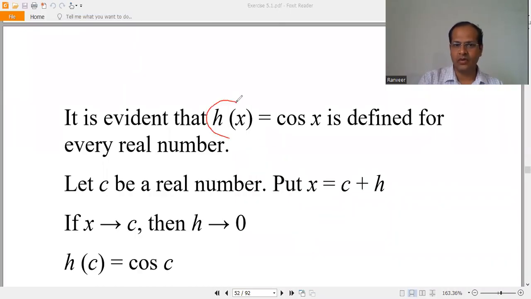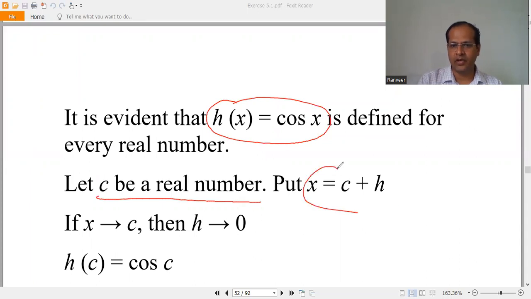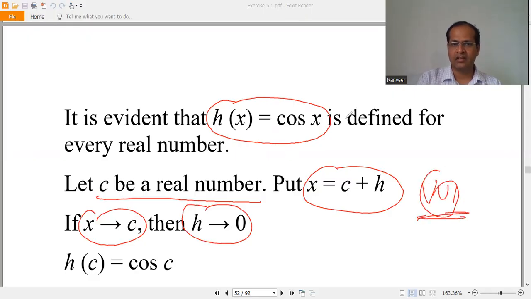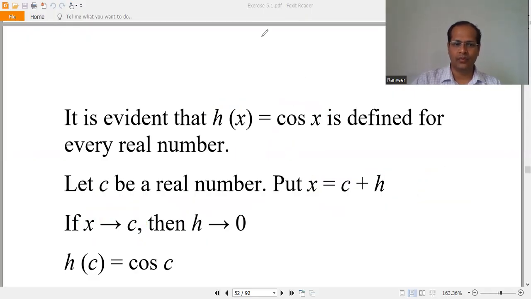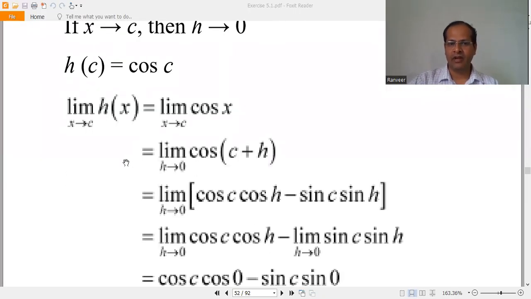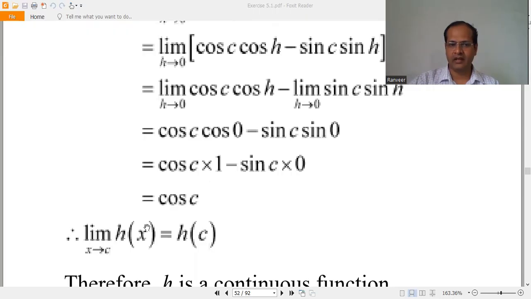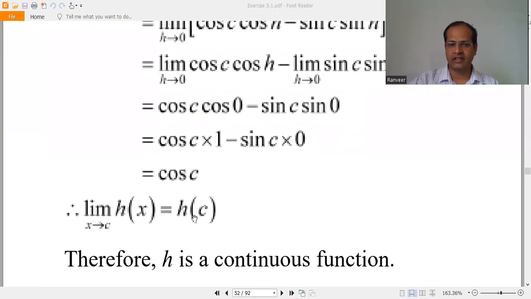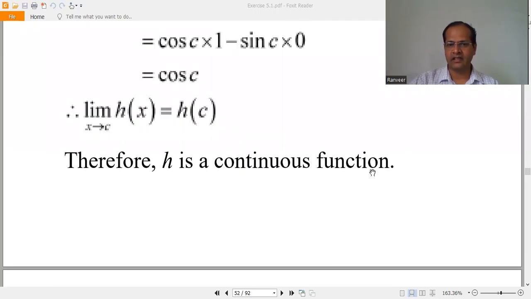So h(x) equal to cos x. Let c be any real number, then we put x equal to c plus h, x tending to c, h tending to 0. This is the very important substitution we have to do. So h(c) equal to cos c, and we find it the same way. So limit x tending to c of h(x) equals h(c). So h is a continuous function.